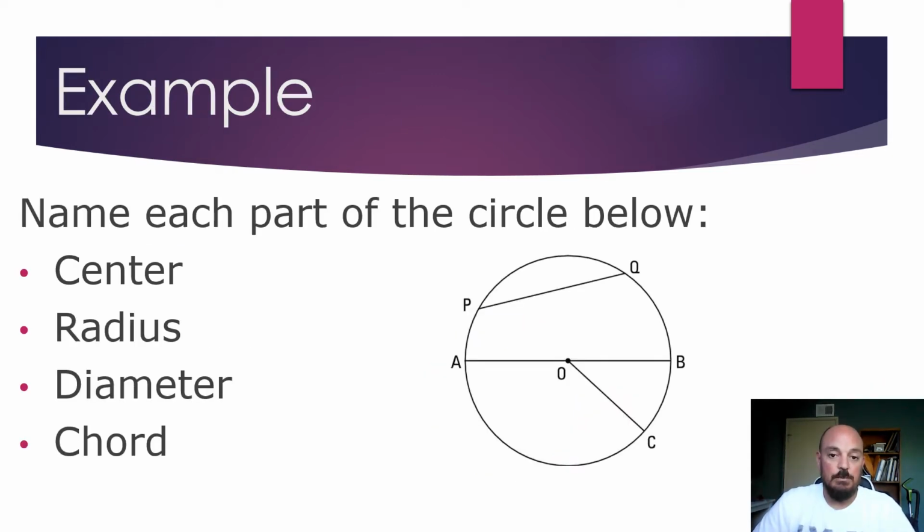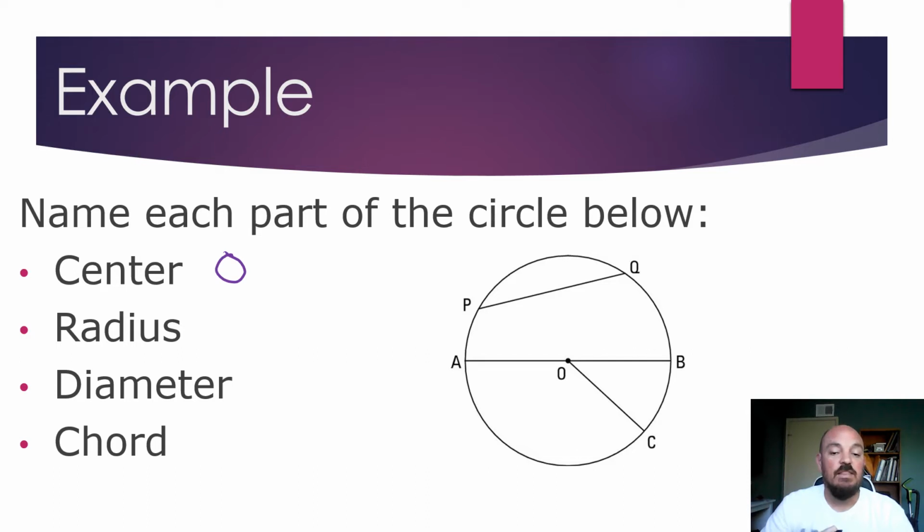So for our first example, let's take a new picture and just name parts, just to practice naming and to make sure we understand the vocab. So the first thing I asked you guys to name was the center of the circle. And remember, I said the center is just a point, so don't say AB or PQ or anything like that. The center is just the point, O. And that's it. The center of the circle is O. The name of the circle is also O. We would call this circle O.